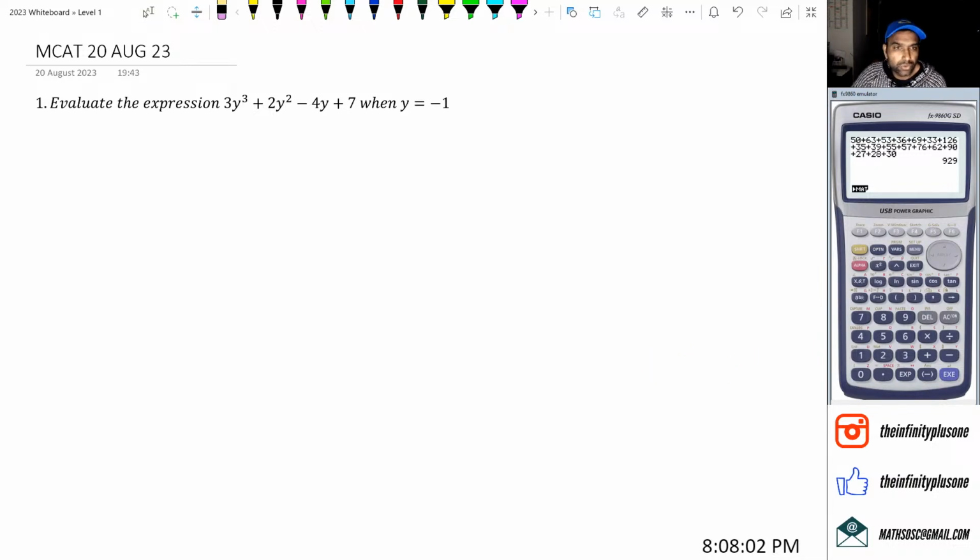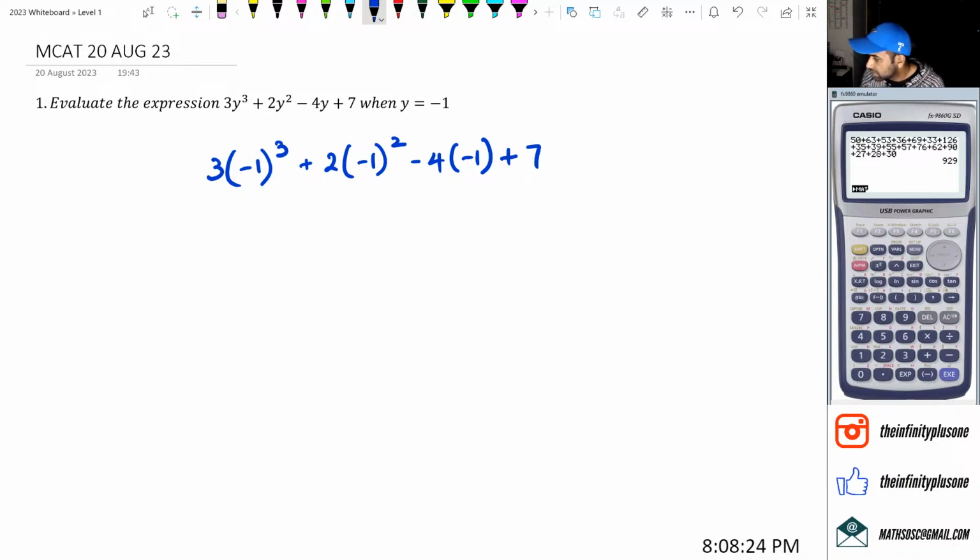Okay, so we're going to go through this first question here. This is a normal kind of starting question that they have in MCAT, learning how to substitute the values. And generally speaking, with these questions you have to get the correct answer, otherwise you're not going to get any kind of grade. So with that in mind, we've substituted -1 for all of the y's. -1 cubed is -1, so it's 3 times -1, plus 2 times -1 squared, which is +1, -4 times -1 is +4, plus 7.